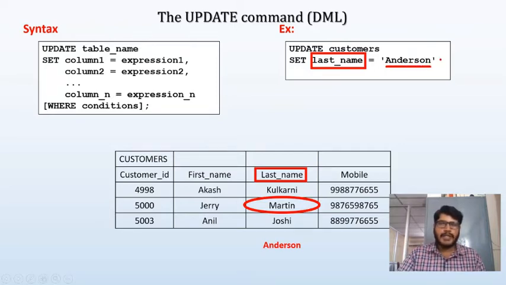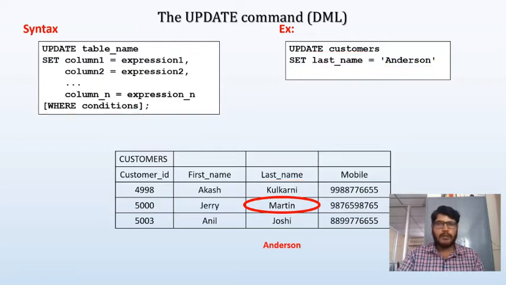So if I end the statement here itself by using a semicolon, what will it do? It will modify all customers' last names as Anderson. But actually I want to modify only the last name of customer ID 5000. So in this case there is a condition. So we have to use what? Where clause.